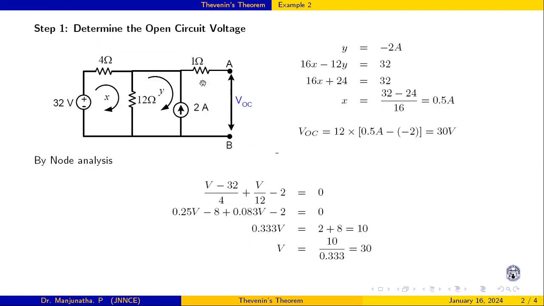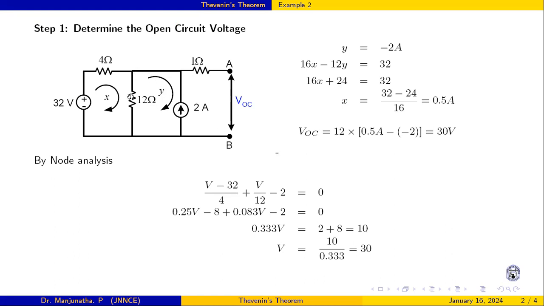The first step is to determine the open circuit voltage between these 2 points. This is also called Thevenin's voltage or open circuit voltage. When we look at these 2 points, this is 1 ohm. It is open, so current will not be flowing in this 1 ohm. Hence, whatever the drop across this 12 ohm is the open circuit voltage.